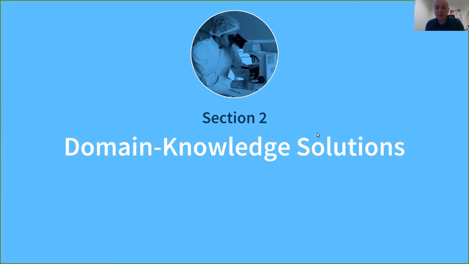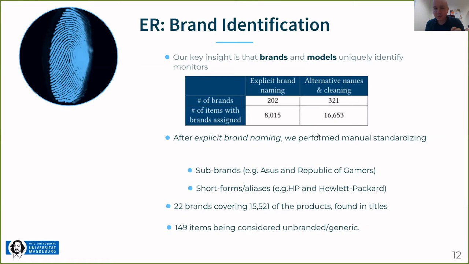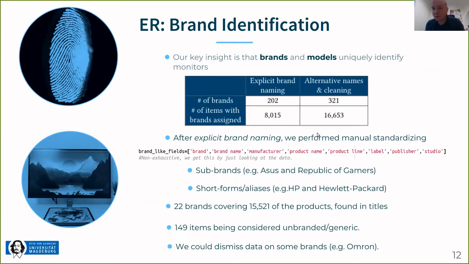Moving on to our domain knowledge solutions. These are algorithms that we developed. For entity resolution, we started with the key insight that brands and models actually identify monitors uniquely. First, we started with explicit brand naming. So we looked at all fields that we thought could have brands, and then we looked at the values inside. With this, we were already able to cover 8,000 items. After that, we took the brands that were identified and we tried to find them in the titles. We found 321 items, with 149 items being finally considered unbranded or generic.